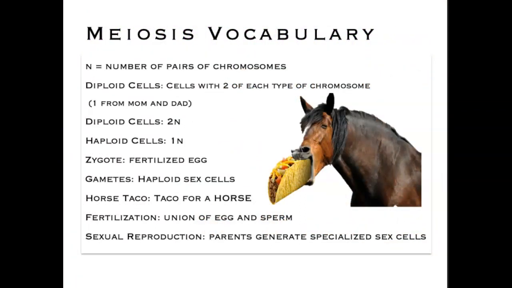A couple terms you should know with meiosis. You should know the difference between a diploid and a haploid cell. You should know that gametes are essentially just your sex cells. Guys, your sperm cells. Ladies, your egg cells. A fertilized egg is called a zygote, and that process of fertilization takes 2 haploid cells and joins them and makes them 1 diploid cell.